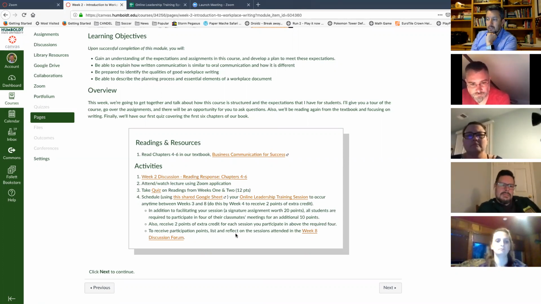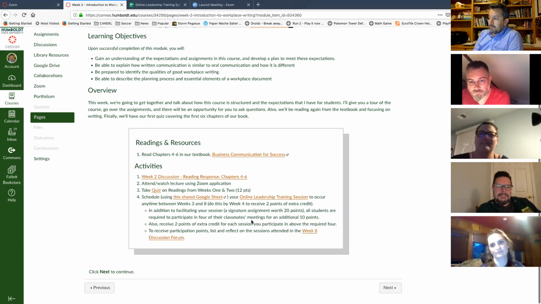But you can also get extra credit. If you go anything above four meetings, you get 2 points of extra credit for each one above 4. So if you go to all your classmates' meetings, you could potentially rack up a bunch of extra credit points, right? So that guarantees that A, if you're a little shaky in some of the other assignments. So that's good to know. I could technically not even do the assignment and just go to everyone else's.